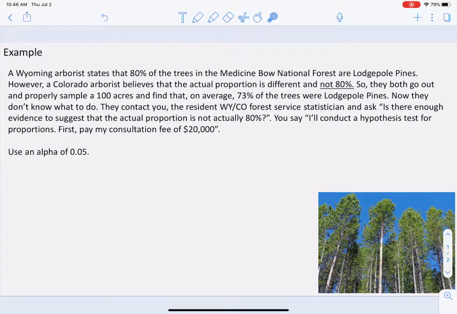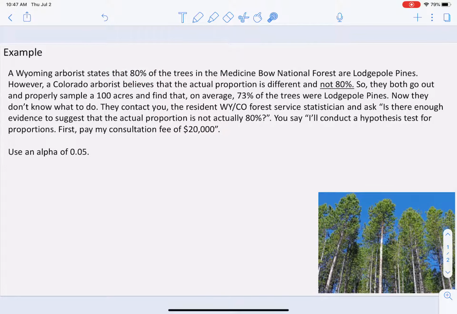So a Wyoming arborist states that 80% of the trees in Medicine Bow National Forest are lodgepole pines. So 80%. The claim, or the status quo, is that 80% of the trees are lodgepole pines. However, a Colorado arborist believes that the actual proportion is not 80%. They just disagree with you. So there's no directionality to their question. They just think that it is not 80%.